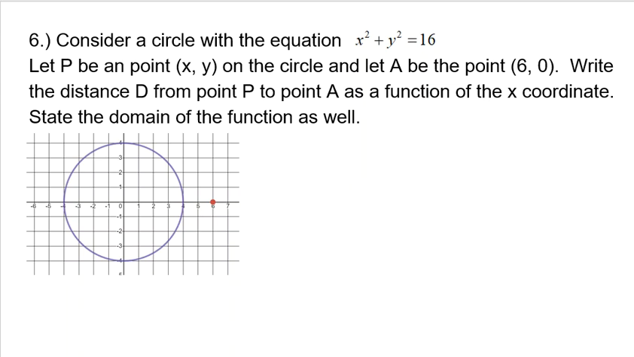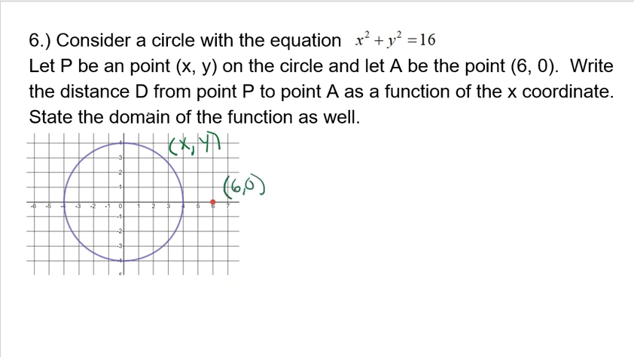So consider a circle with the equation x squared plus y squared equals 16. That is a circle with a radius of 4 and its center is at 0, 0, as shown in the picture here. Now we're going to let point P be a point on the circle, x comma y. So let point P be any point on the circle. For example, this point right here, any point, we'll just call it x comma y. And then we're going to let point A be the point 6 comma 0. So there it is right there in red. There is the point 6 comma 0.